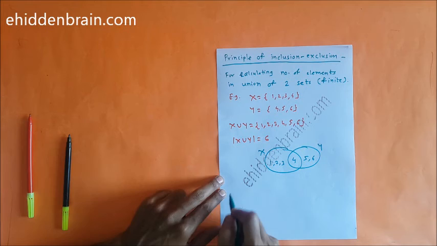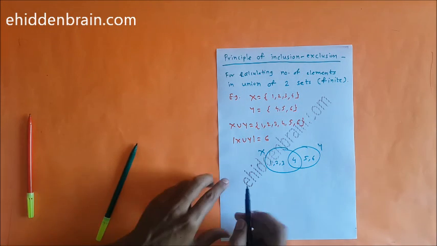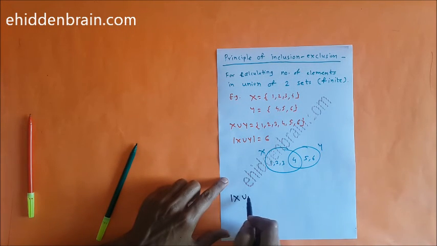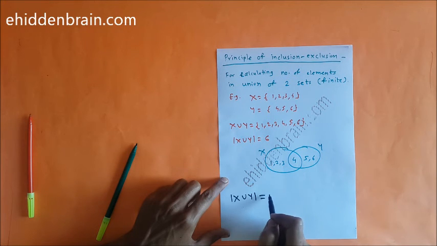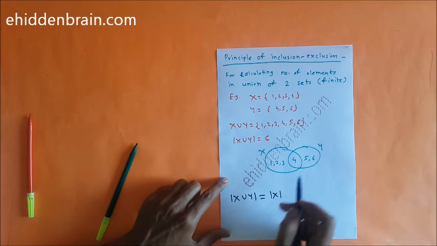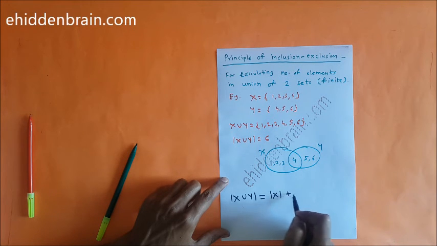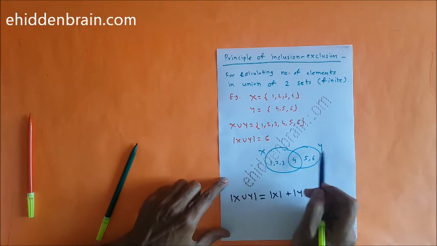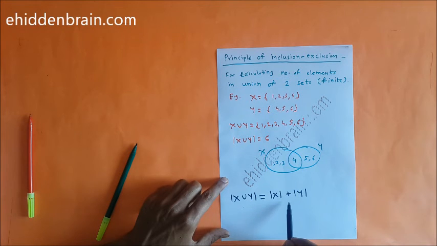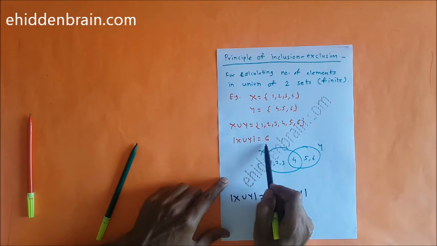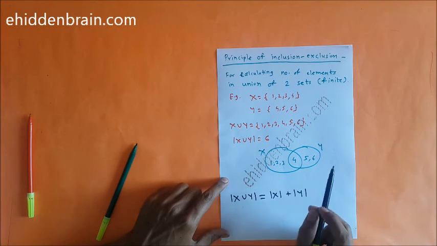Now if I want to find mod x union y, I will say mod x. Now what is mod x? Mod x is 4, meaning there are 4 elements present, plus mod y. You can see that there are 3 elements present, so this will give you 7, but the answer is 6. It is not correct, right? So what has happened here?